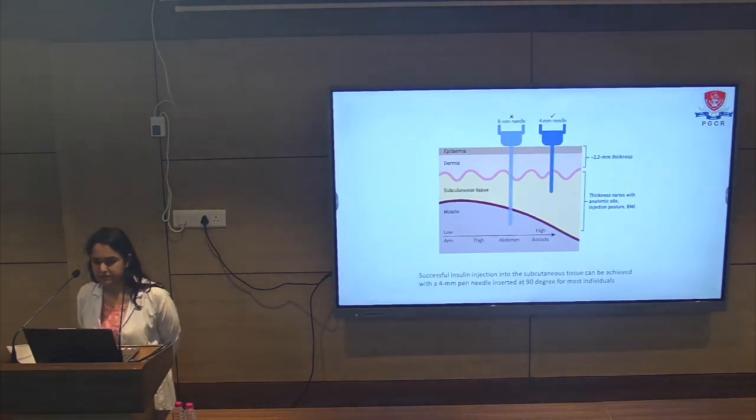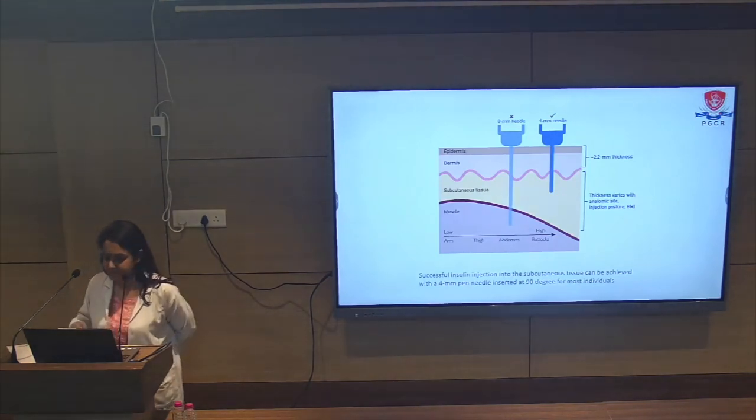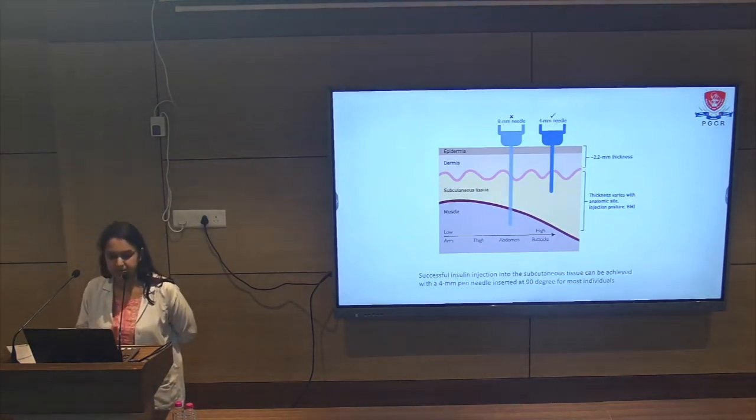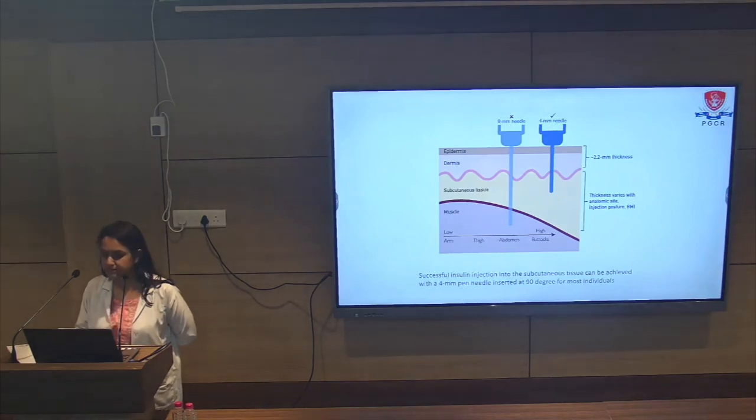Otherwise, it will lead to rapid absorption, and the same dose which was very well tolerated by the patient earlier can lead to severe hypoglycemia. So that is something we need to remember. We can make a skin fold and then inject at a 45-degree angle rather than a 90-degree angle. These basic precautions can avoid catastrophic episodes of hypoglycemia, especially at night.